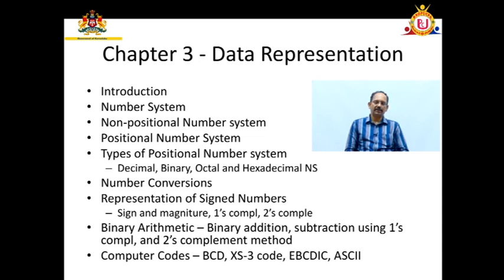There are 3 methods discussed in this chapter. They are called sign and magnitude representation, one's complement representation and two's complement representation. Then we discussed binary arithmetic, which is very interesting and mathematics oriented, and how addition and subtraction are performed in binary arithmetic.